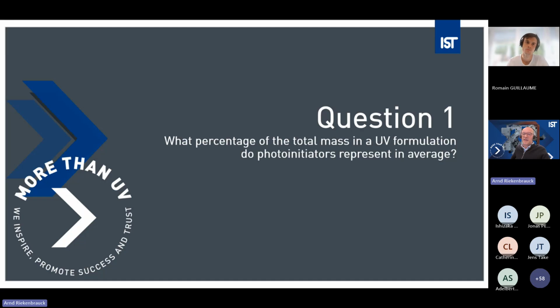Roman, you can put it up. So normally everybody has a window that pops up in front of you. You can select the answer you believe is right, and we will give all of you some seconds to answer. For the moment, we have almost 35 to 40 answers, with 70% of people saying 2 to 8%, and 30% of people thinking that we have 8 to 15% of photoinitiators.